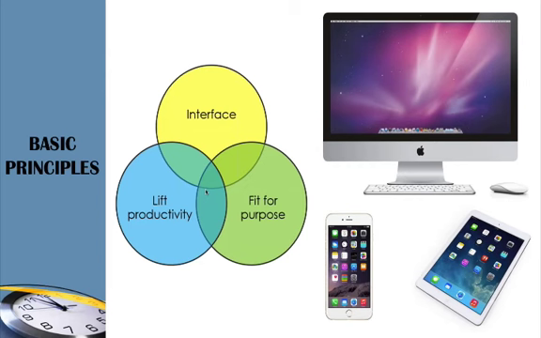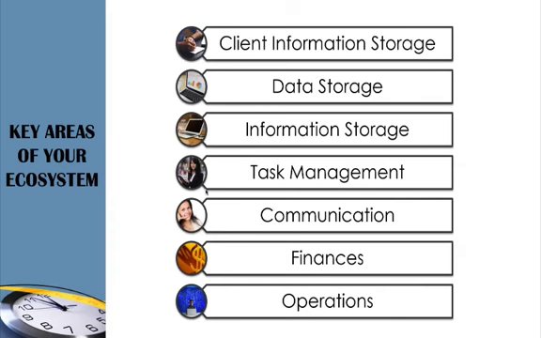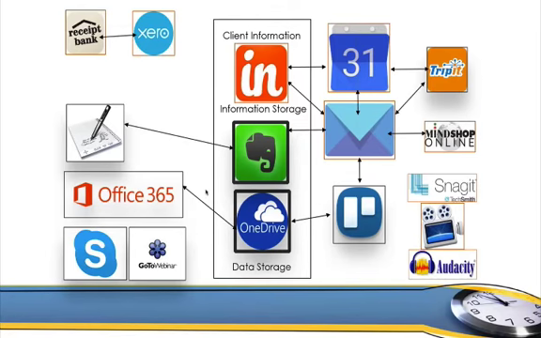They need to be fit for purpose, so they need to be good at their job, and they also need to lift productivity. They need to be stuff that's not just fun, that is actually productive and not just a workaround. So my ecosystem, when I think about this stuff, I look at client information storage, data storage, information storage, task management, communication, finances, and operations, how I do things. So they're the areas that I've looked at in my ecosystem, and here's my ecosystem here.